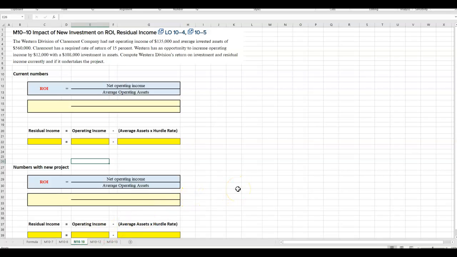On this one, we're going to run some numbers because it gives us information saying they have an opportunity to increase operating income by 12,000 with a $108,000 investment in assets. What are their current numbers and what are their numbers with the new project? So we're just going to basically do net operating income, which is 135,000, divided by average operating assets, which is 560,000.